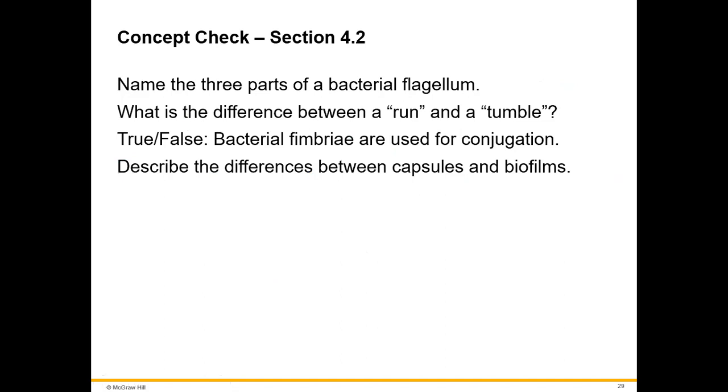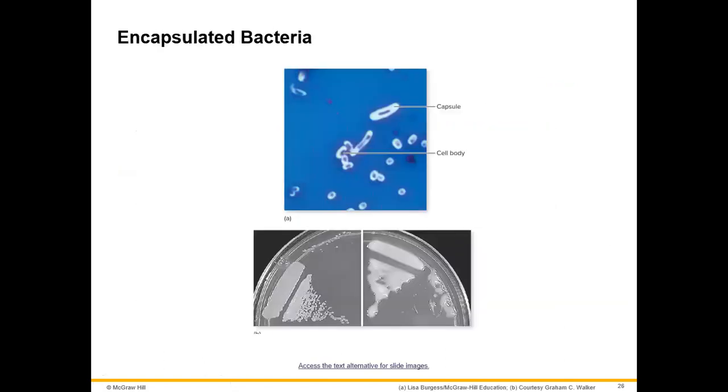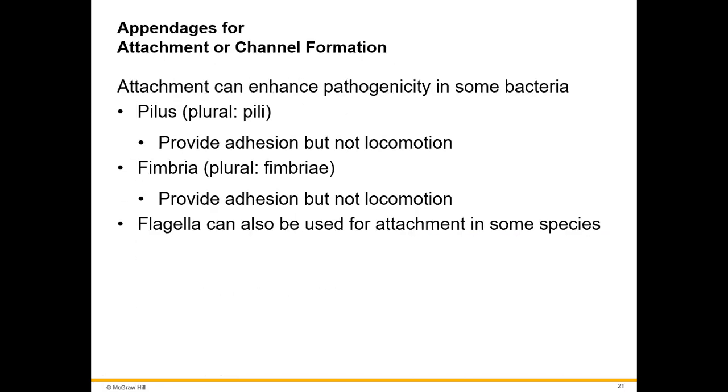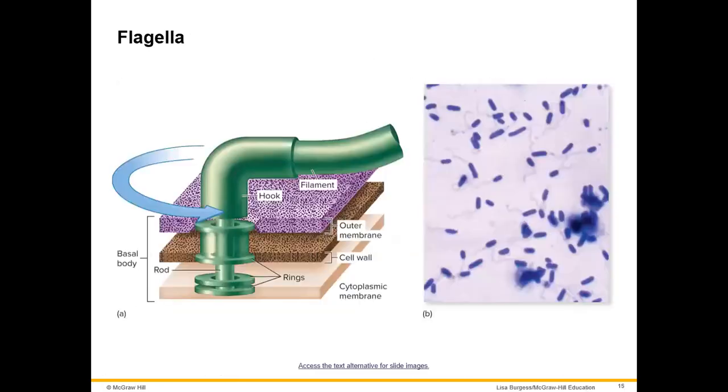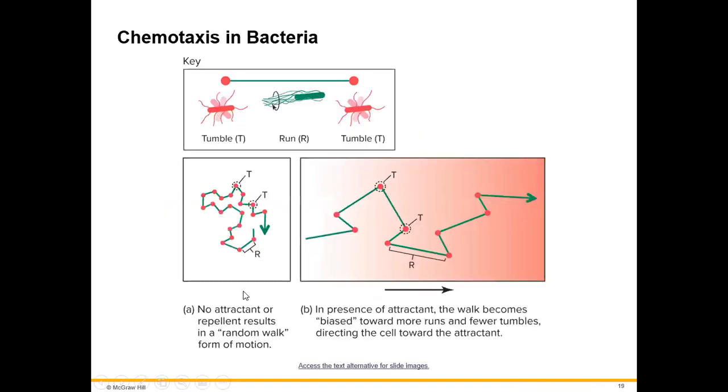So there were 3 parts to a bacteria flagellum. Let me go back and look at that real quick. It had a filament, which these long filaments stick out. They have a hook region, and they have a rod and rings that embeds it into the outer membrane, cell wall, and finally down into the cytoplasm.